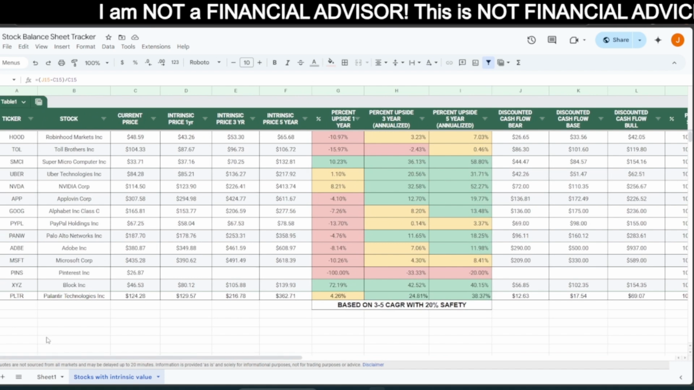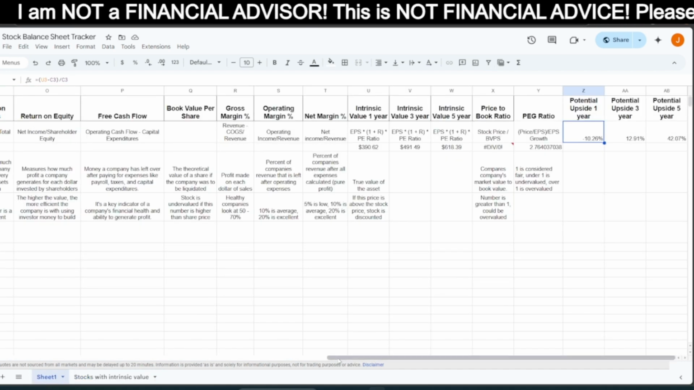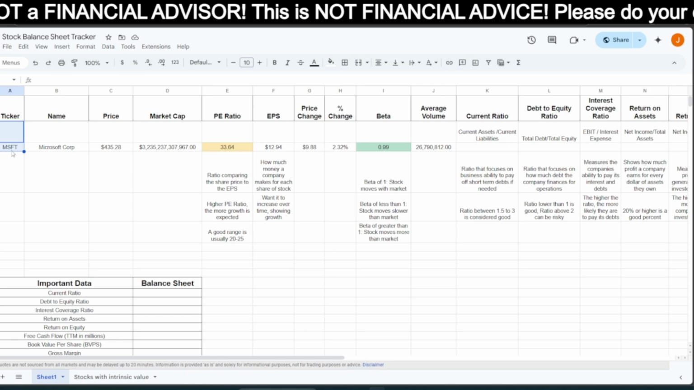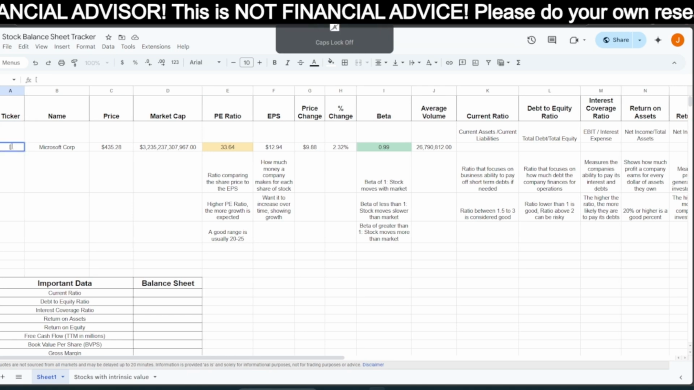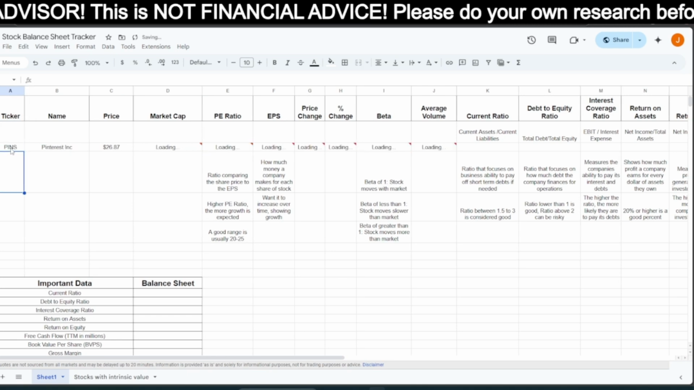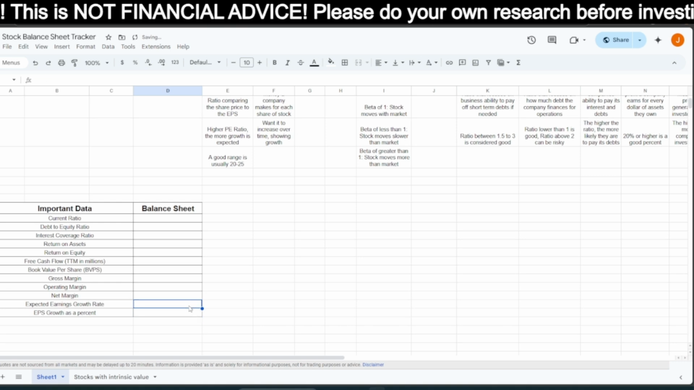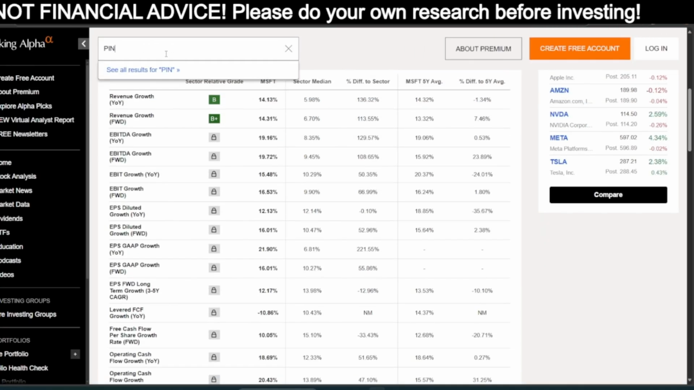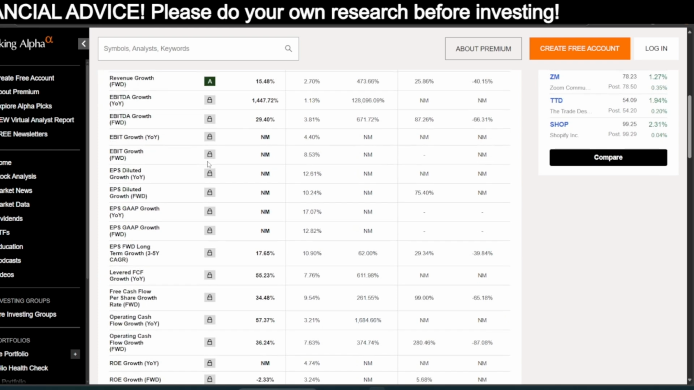And then the last one we'll do to wrap it up here will be Pinterest, right? So Pinterest was one I did some options on. They have earnings coming out this week. So let's take a look at Pinterest, and we'll plug these values in here. So we'll go on to Seeking Alpha. We'll go to Pinterest.